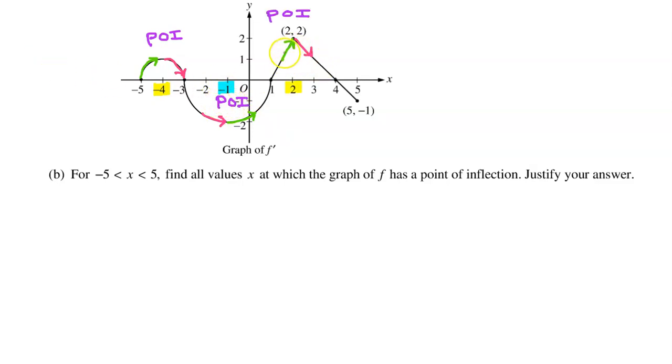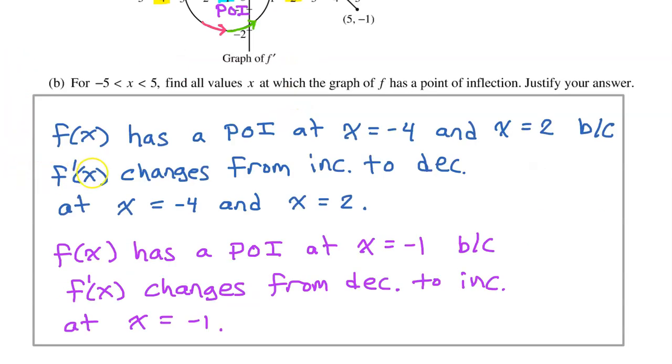Finally, notice that f prime goes from increasing to decreasing at x equals 2, a third point of inflection. Let's summarize and justify. F has a point of inflection at x equals -4 and x equals 2 because f prime changes from increasing to decreasing at x equals -4 and x equals 2.